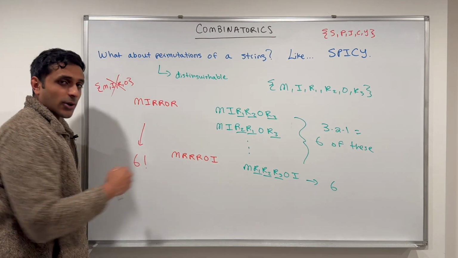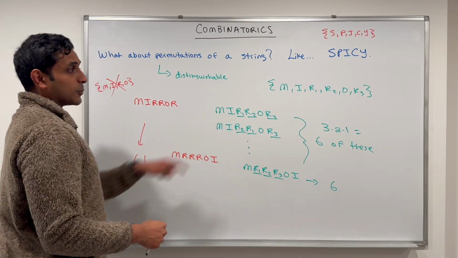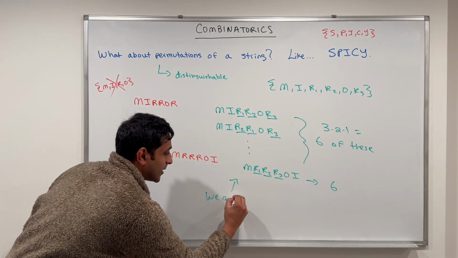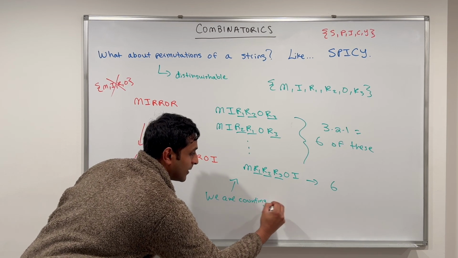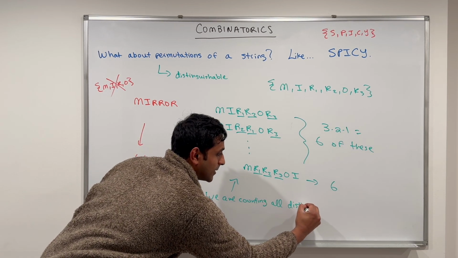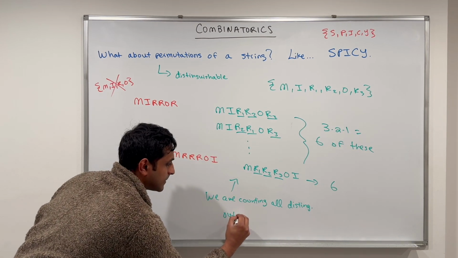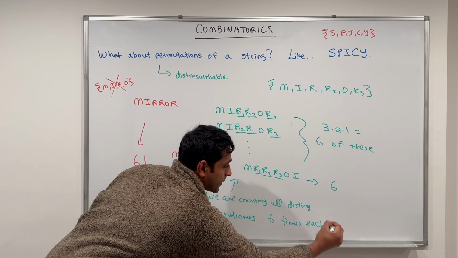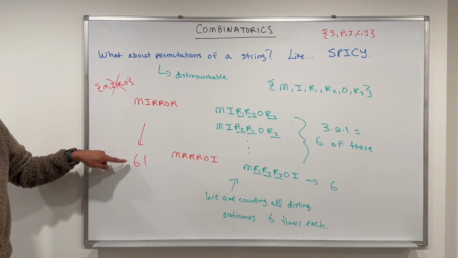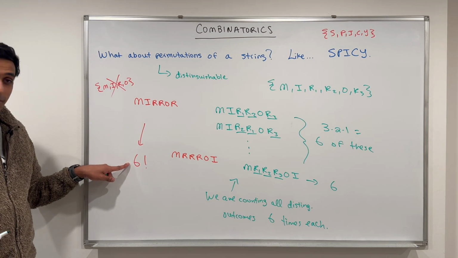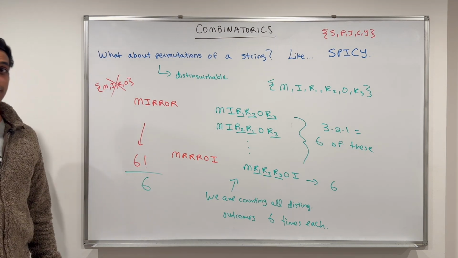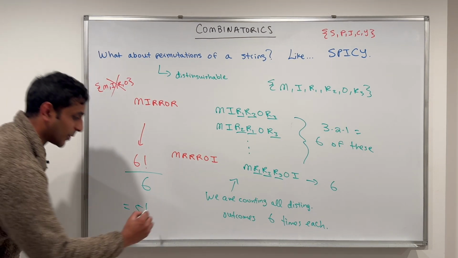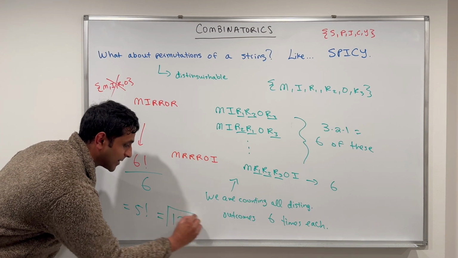So the key realization is that when we do this wrong strategy, we are counting all distinguishable outcomes 6 times each. So a quick fix is to start with our answer, 6 factorial, and just divide it by 6, which gives us the actual answer of 5 factorial, which if you do out, you get 120.